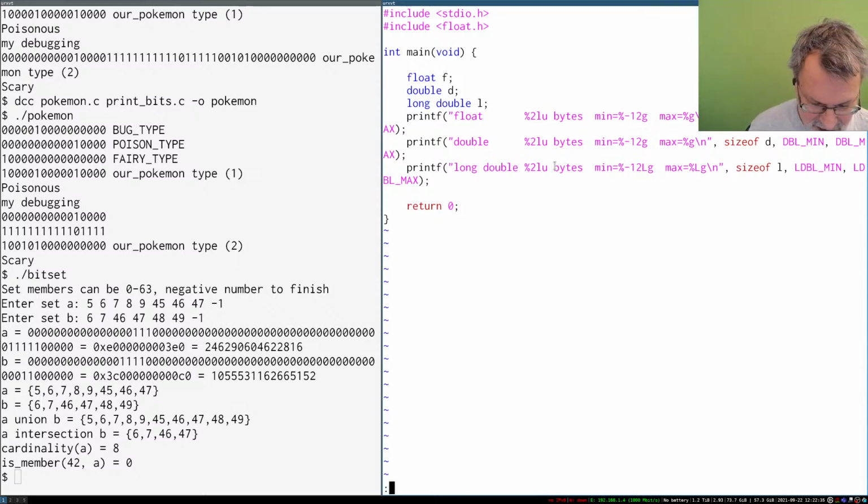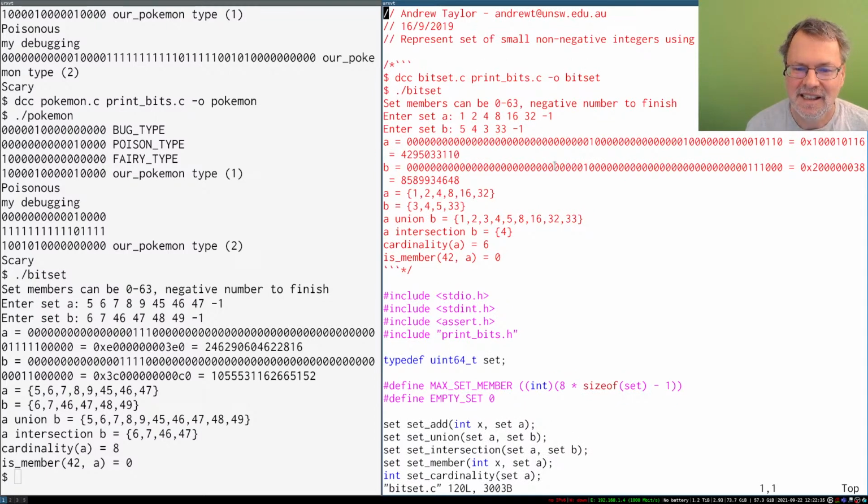Oh, there was a question there. Someone was saying, isn't this a global variable? Full points for being worried about global variables.